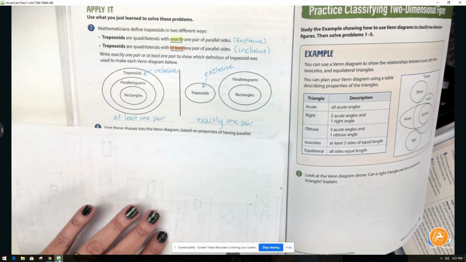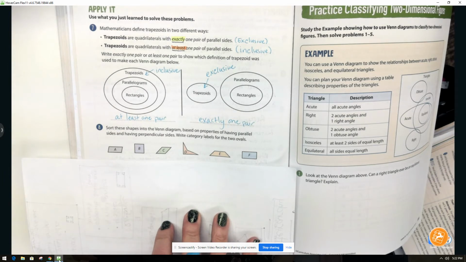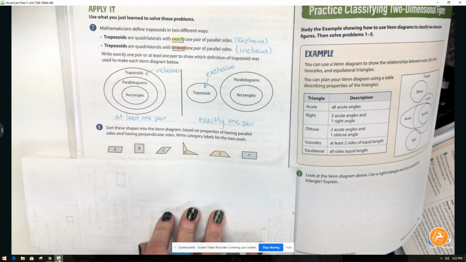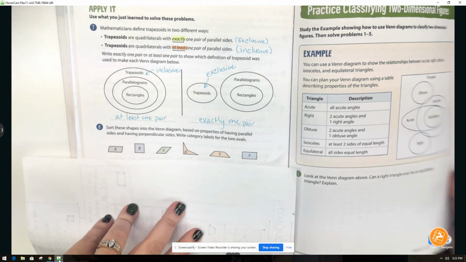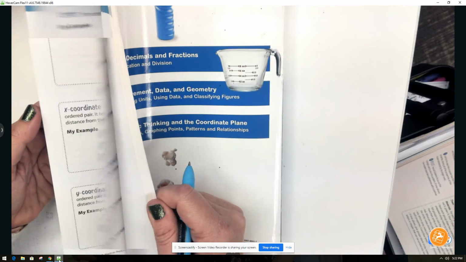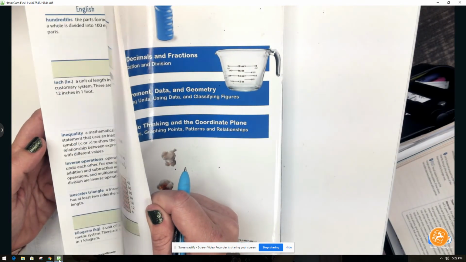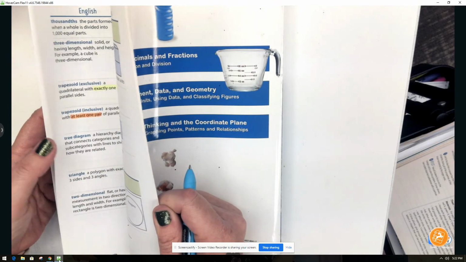All right, number 8. Sort these shapes into the Venn diagram based on properties of having parallel sides and having perpendicular sides. Now again, I'm going to go back to that glossary and make use of it because I need to see what perpendicular sides are. I mean, I'll tell you I know, but I want to model what I would do if I didn't know.